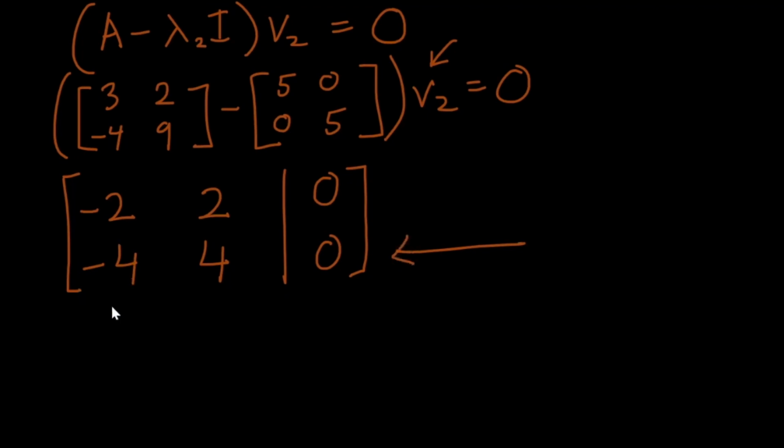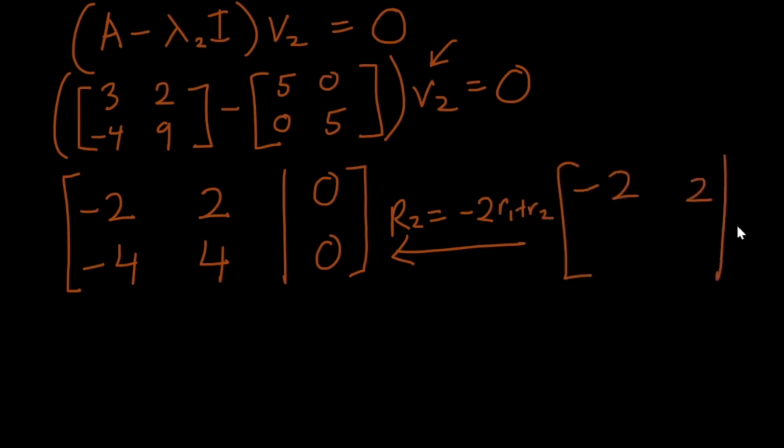And our objective is to make this 0. So the new row 2 would be negative of negative 4 over 2, which is negative 2, row 1 plus row 2. This gives us minus 2, 2, 0, 4 minus 4, 0, negative 4 plus 4, 0.